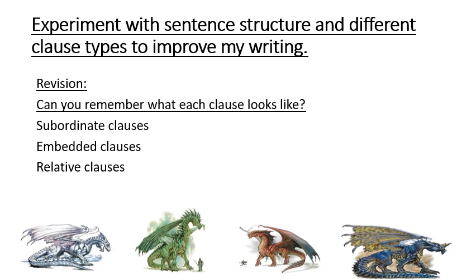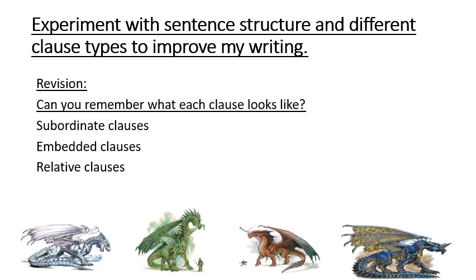We are now going to look at the different clause types. So let's see how much you can remember about the different clauses. We can have a subordinate clause, we can have an embedded clause, and we can have a relative clause. Now, every sentence always has a main clause.